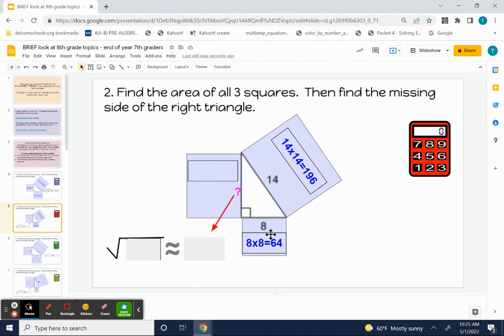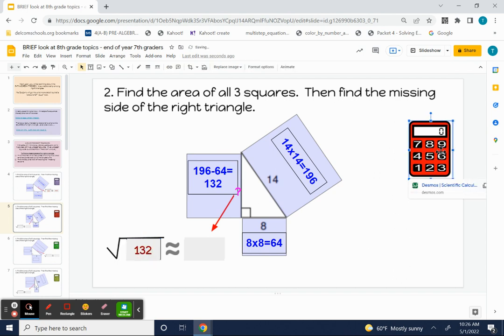Okay, so I want to take 196 minus 64. Okay, so I'm going to subtract them instead of add them. So 196 minus 64 is 132. Okay, so my final answer is finding an edge of this square. The edge of the square of 132 would be the square root.